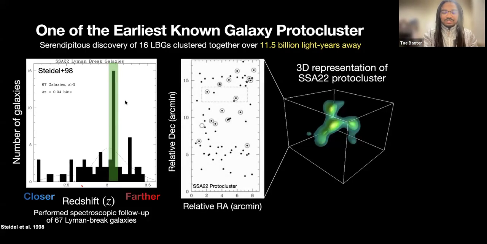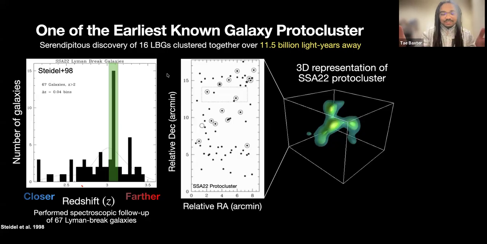This is showing the positions. All of these dots represent the galaxies in the structure, the ones that are circled. And then on the right, you have the 3D representation of this protocluster. So this is SSA 22. This is the earliest known galaxy protocluster. And this study is important in the field because it showed us that, oh, we can actually find these things.